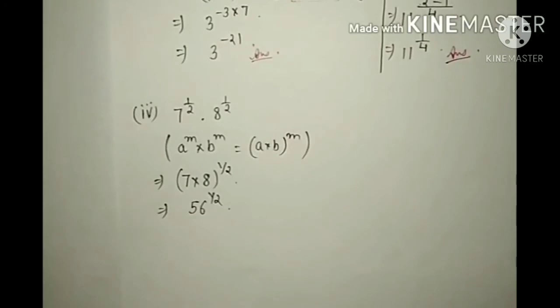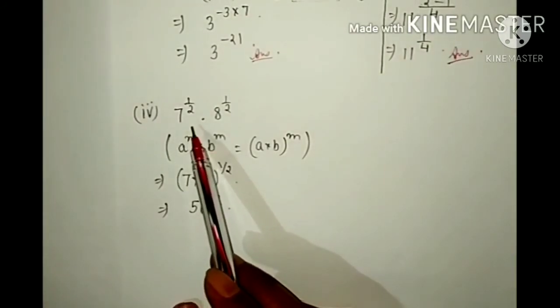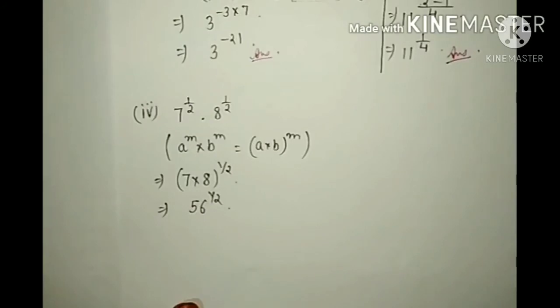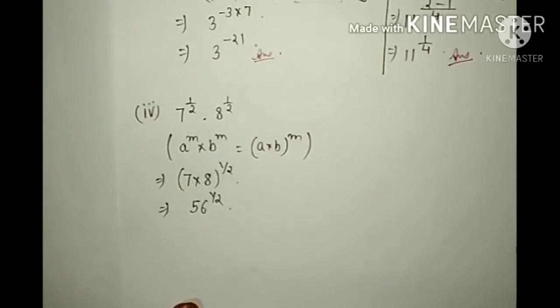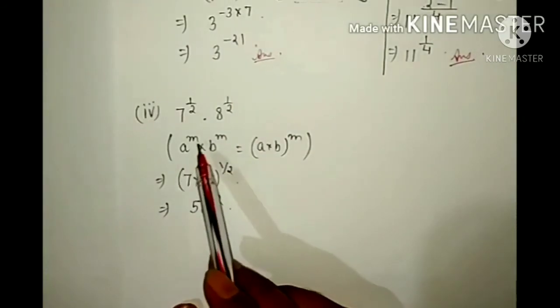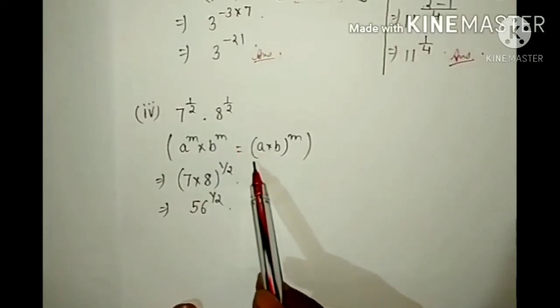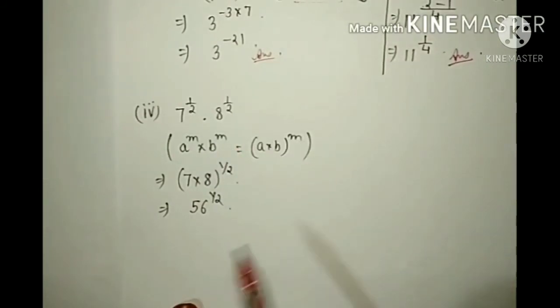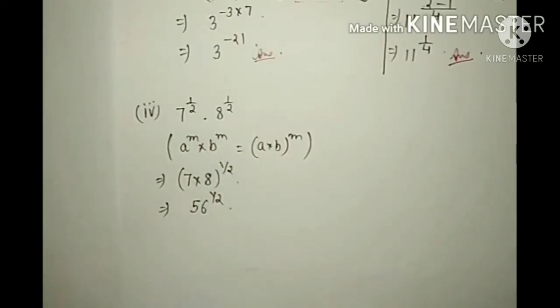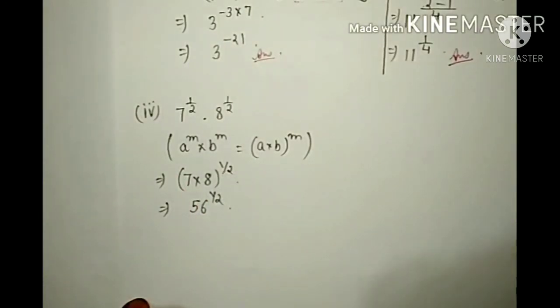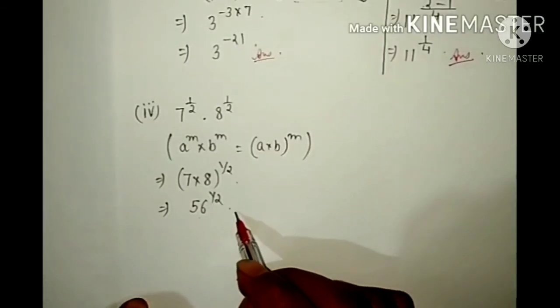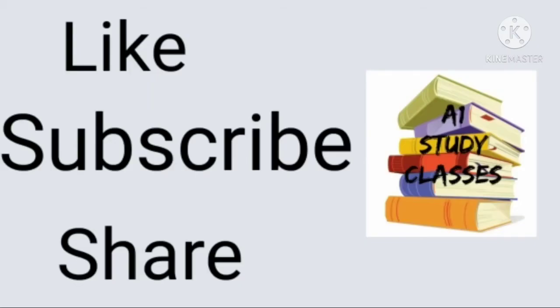Now see the fourth part. 7 की पावर 1/2 into 8 की पावर 1/2. In this numbers are different and power is same, so which law will be used? a की पावर m into b की पावर m is equals to a into b की पावर m. Since the power is same and numbers are different, therefore numbers will be multiplied. That means 7 into 8 whole power 1/2. 7 into 8 is 56 की power 1/2. This is your answer.